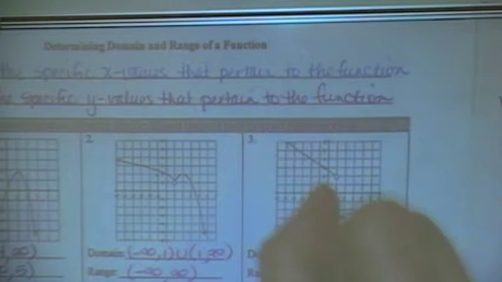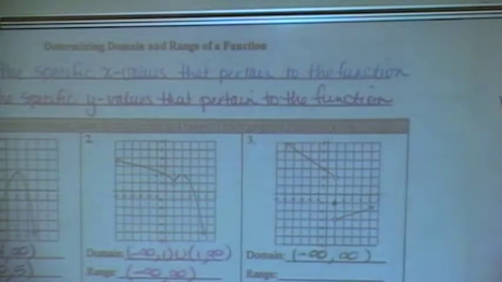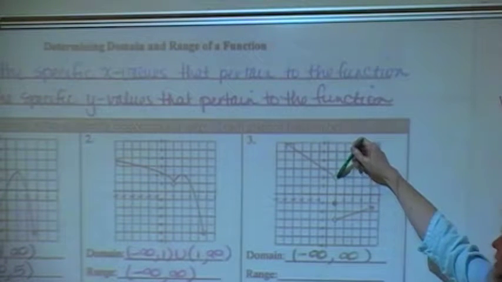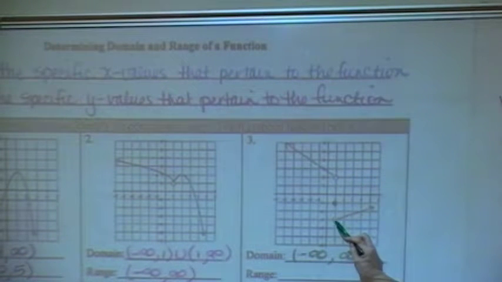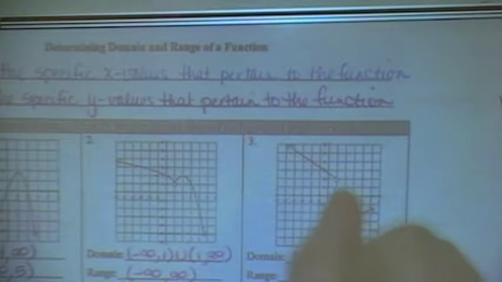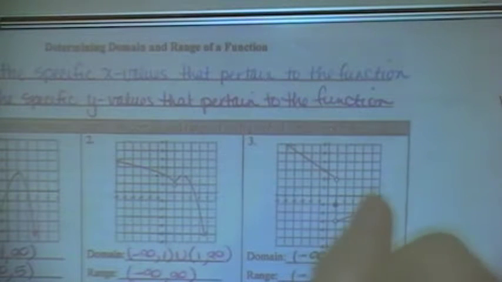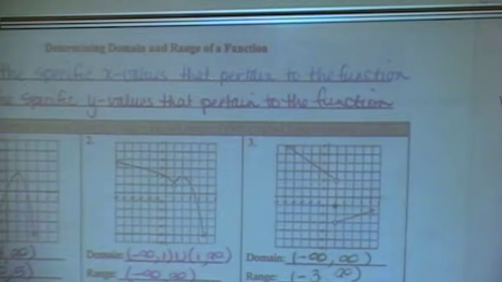Alright, this one goes domain negative infinity to positive infinity, for the same reason that the last one happened like that. Yes, it's multiple pieces, but you're just checking to see, are there X values all the way through? And even though there's no X value here at 1, there is an X value here at 1. And then it starts right here after 1 and continues on. So it's negative infinity to positive infinity. And range is -3 not included because it's an open dot, to infinity because of the arrowheads. That's going to go on forever.